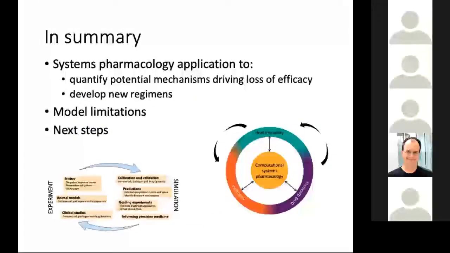So as a quick summary, I've told you today about how we use our systems pharmacology approaches to quantify potential mechanisms driving loss of efficacy for this drug, and also how we can use it to develop new treatments. Of course, we need to talk about limitations. This is a very, very simplified model, a very phenomenological model.